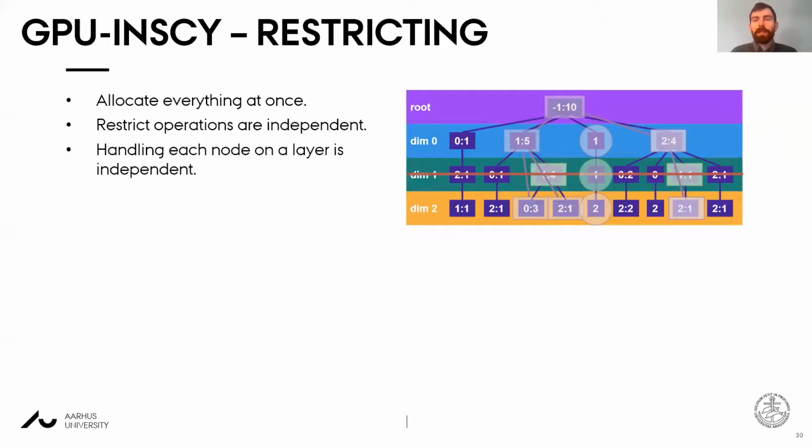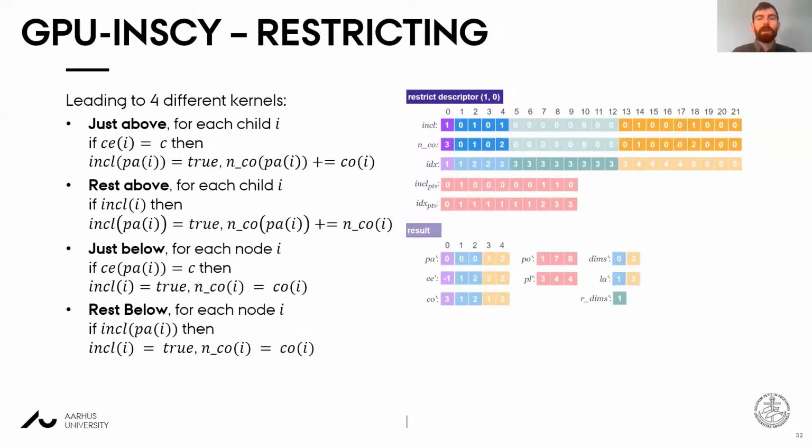We also observe that each node on a layer does not use any information of the other nodes on that same layer, and we can therefore handle each node on a layer in parallel. However, each node must know if either its children or parent are included, which gives us a dependency between layers. This leads us to 4 different kernels where we handle each slightly differently: the layer just above the restricted dimension, the rest above, just below, and the rest below.